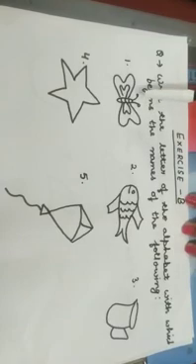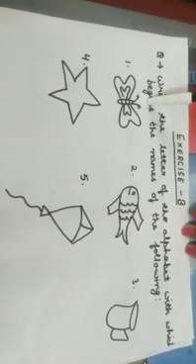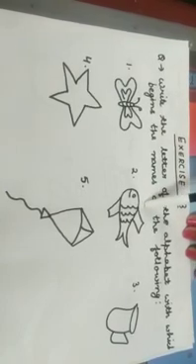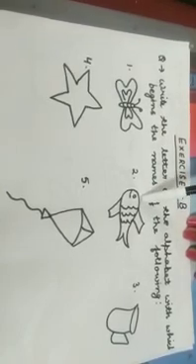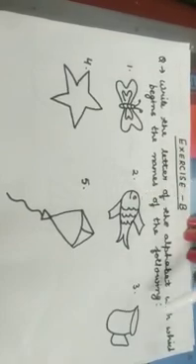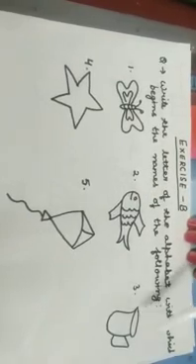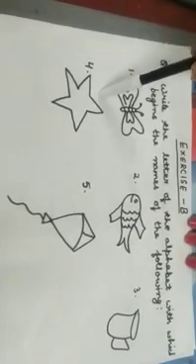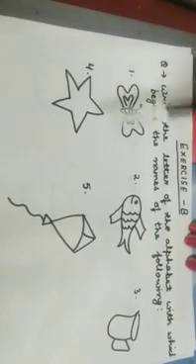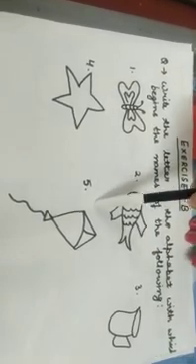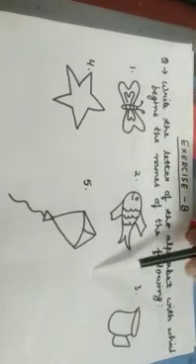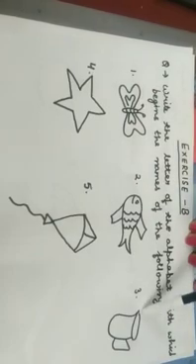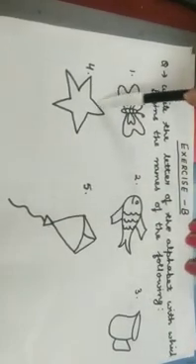Now first one, I hope you all know about this common insect. It's a butterfly. So butterfly starts with B. Here the another one, another animal which lives in water. It's a fish. Fish starts with F. The third picture is of a jug. Jug starts with J. Fourth picture is of a star. Star starts with S. And the fifth picture is of a kite. It starts with K.